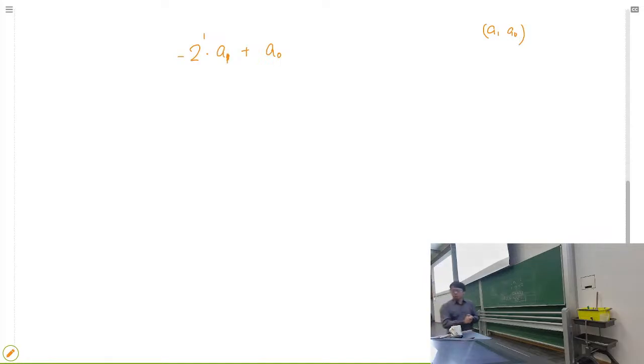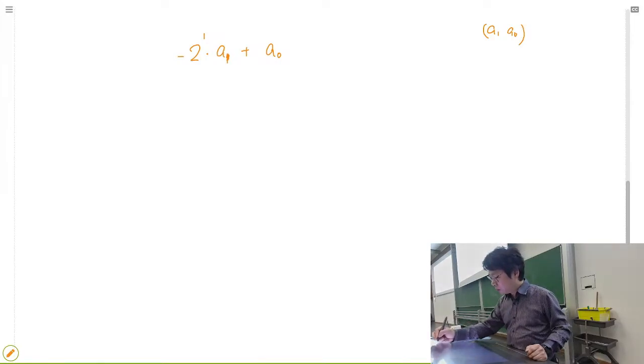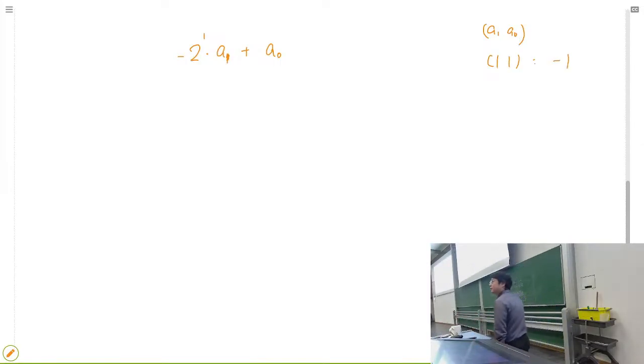Okay. So now, if I want to make it the same number, let's say minus 1. What is minus 1? 1, 1 would represent minus 1. Right? Now I want to make the same minus 1, but I want to use 4 bits. What should I do? I should extend to the left.